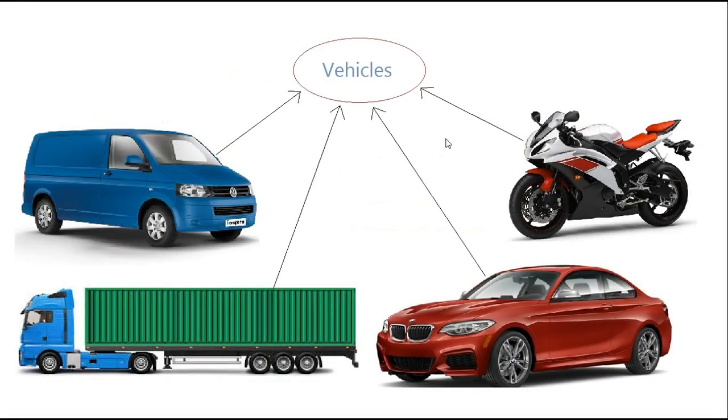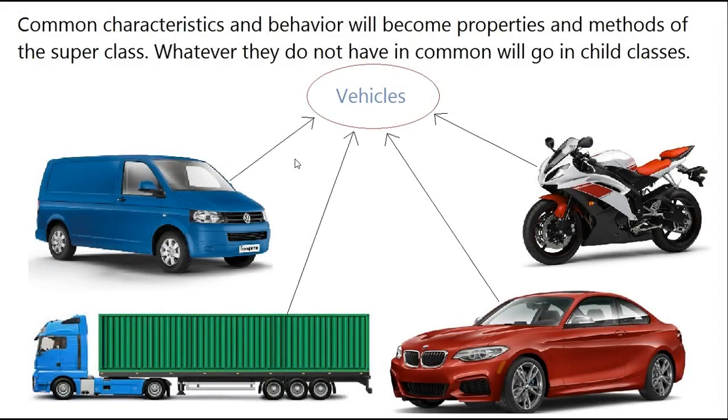All of these objects are vehicles. So our superclass will be vehicle class. Now let's find out what characteristics and behavior they have in common. Those common characteristics and behavior will become properties and methods of the superclass. And whatever they don't have in common will go in child classes.